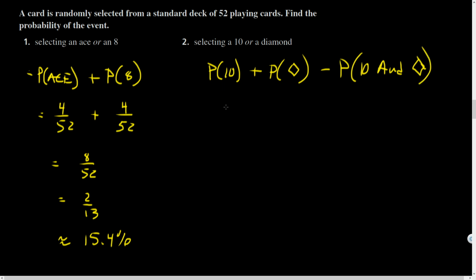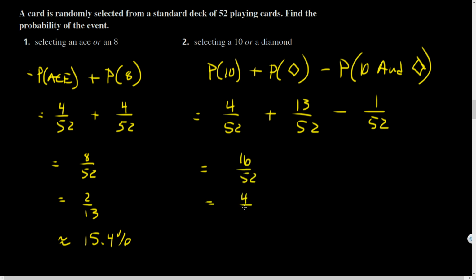All right, so how many 10 cards are there? There's 4. How many diamonds are there? Well, that's one of the 4 suits, and there are 13 cards per suit. And how many 10 cards are diamonds? There's only 1. And so I get 4 plus 13 is 17. Take away the 1, 16/52. That reduces to 4/13, which is approximately 30.8%.